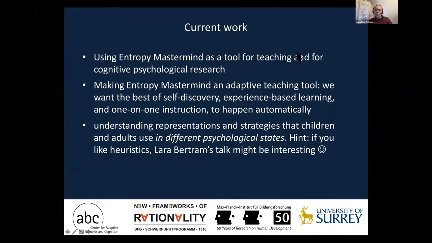We are currently working to see whether we can use this game as a tool for teaching. I alluded to this: ideas in information theory and probability. We are trying to see if we can make the game adaptive so that it learns about the child's or adult's knowledge and state, and gives them tasks that are most helpful for them. And we're trying to understand what happens with children and adults in different kinds of psychological states, which we'll hear about a little bit later from Laura.